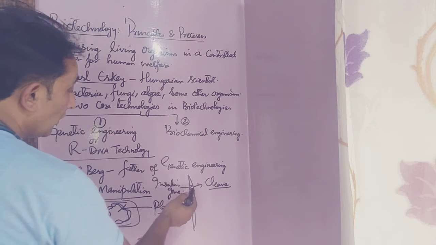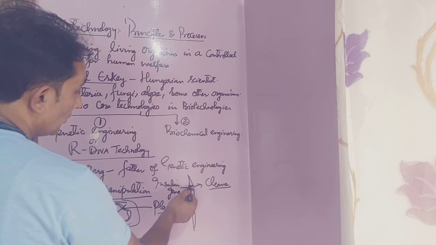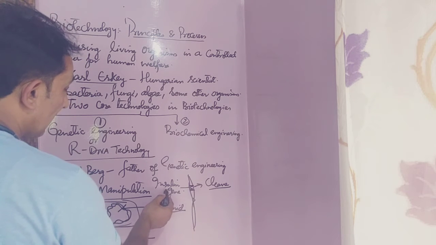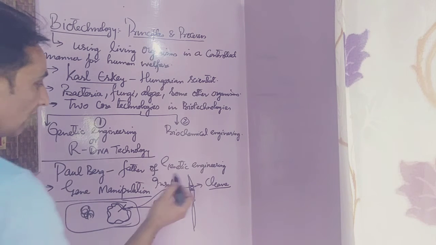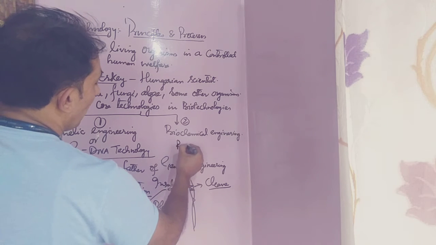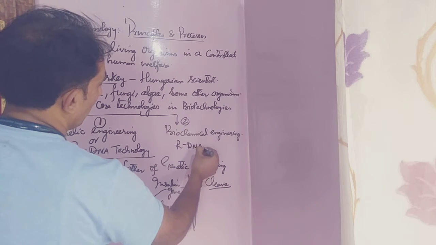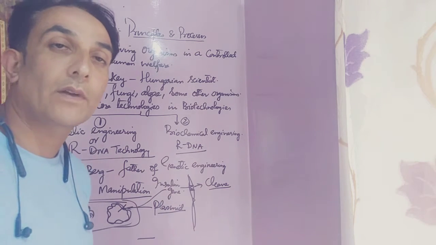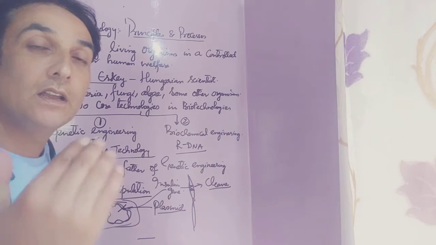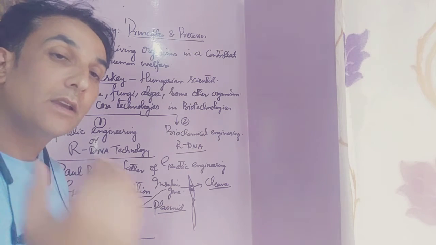and we cut this plasmid, and we cut this gene from the human genome, and then this gene is ligated with this piece of DNA, the plasmid, and a new DNA is formed, which we call rDNA, meaning recombinant DNA. Recombinant means it has been formed by recombining the DNA of two different organisms, that of the human and that of the bacteria.